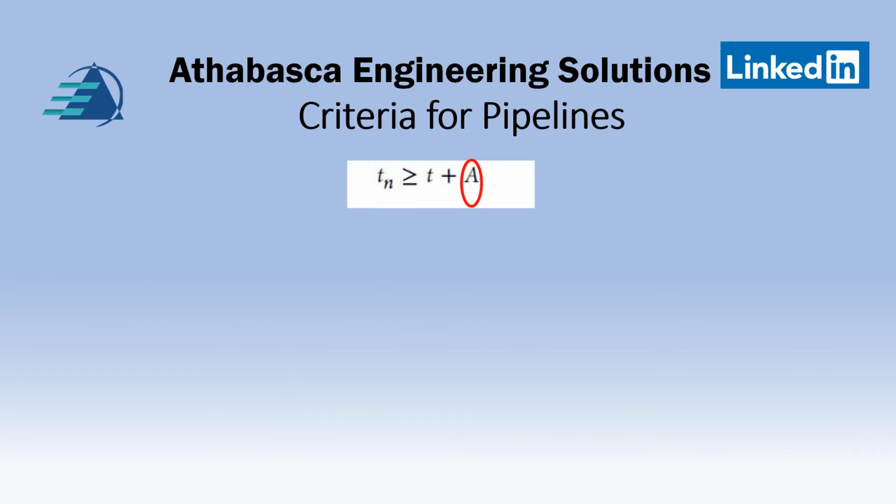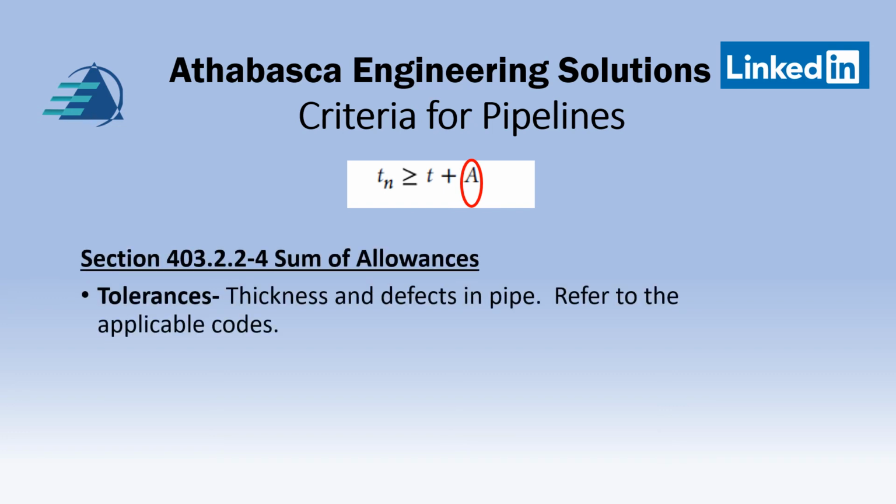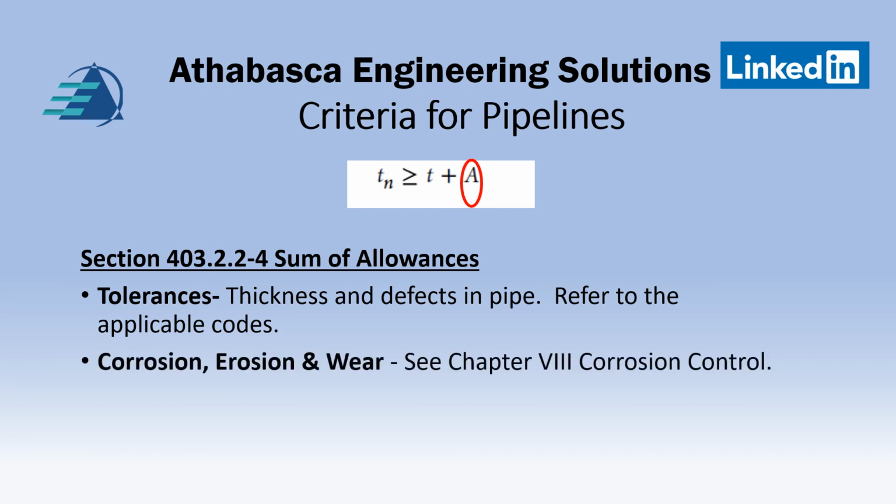Now we're going to go talk about the A factor, the allowances, some of the allowances, and more detail here. So we said earlier this is tolerances, so the thickness and defects in a pipe refer to the applicable codes. The standard for like an ASME type piping is 12.5% plus or minus, and so you have to consider that in your hoop stress equation.